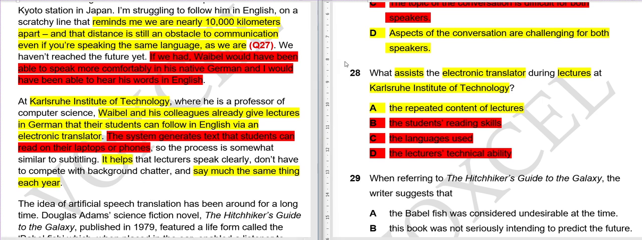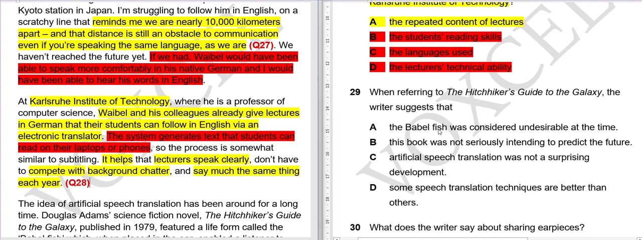So what helps the electronic translator is that lecturers speak clearly, which helps it translate things, and that they do not have to compete with background chatter. So: lecturers speaking clearly, background chatter, and the same thing each year, meaning only repeated content. Let me mark the location here. I hope it is clear. Here is what helps the translator, while the other parts just give background information on how it works. But here is how something helps the translator work efficiently, because in that surrounding there is no background chatter, lecturers speak clearly, and the content is much the same. Clear? Moving to the 29th question.